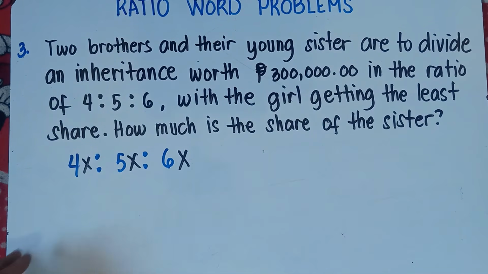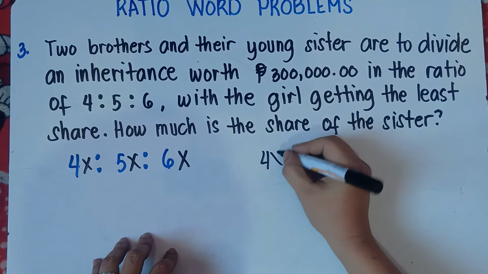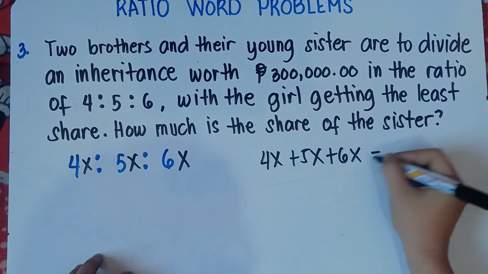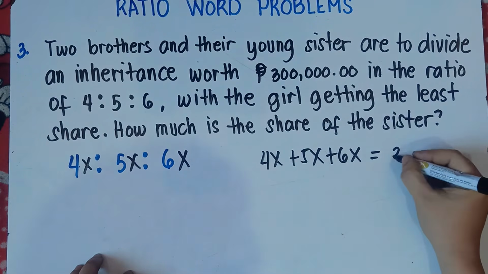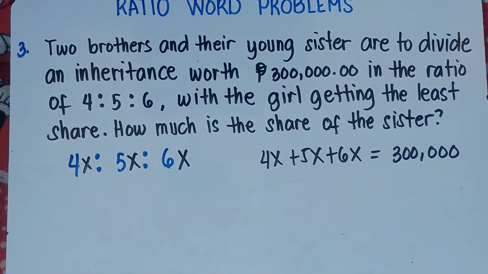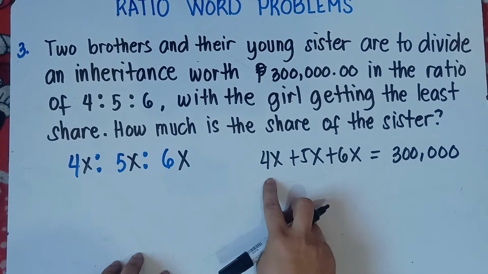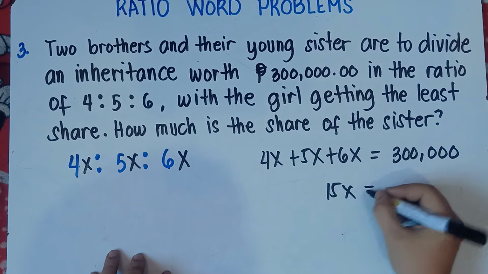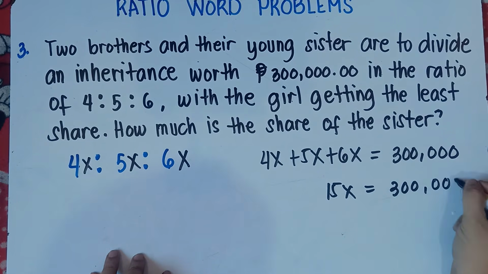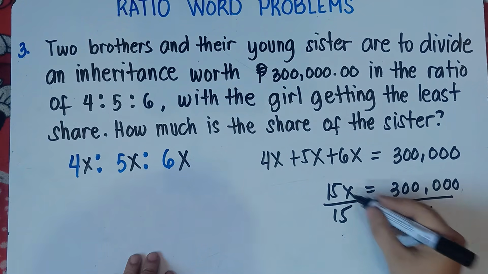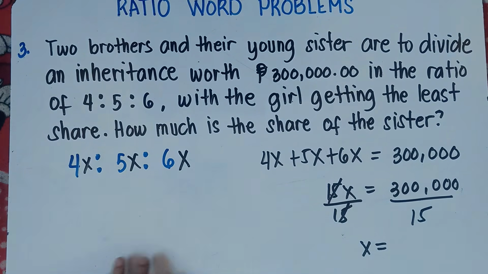And then we add this up. Okay, the ratio, that would be 4x. So for us to make an equation, plus 5x plus 6x equals, okay, the amount, that is 300,000. Let's ignore first the peso sign. 300,000. Alright, and then you add this up. 4x plus 5x, that is 9x, plus 6x, that is 15x, equals 300,000. Alright, and then divide this by 15 so that we can get the value of x. Divide it by 15. So our x is equal to 300,000 divided by 15, that is 20,000.